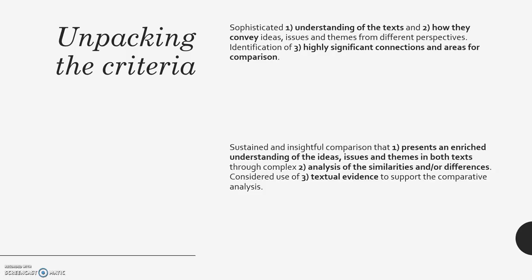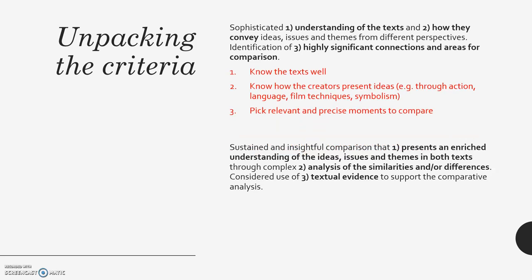So, the top descriptor: sophisticated understanding of the texts and how they convey ideas, issues, and themes from different perspectives. Identification of highly significant connections and areas for comparison. What does this mean? It means you need to know the texts well, you need to know how the creators present ideas, e.g. through action, language choices, film techniques, symbolism, characters, setting, etc. And you need to be able to pick relevant and precise moments to compare.